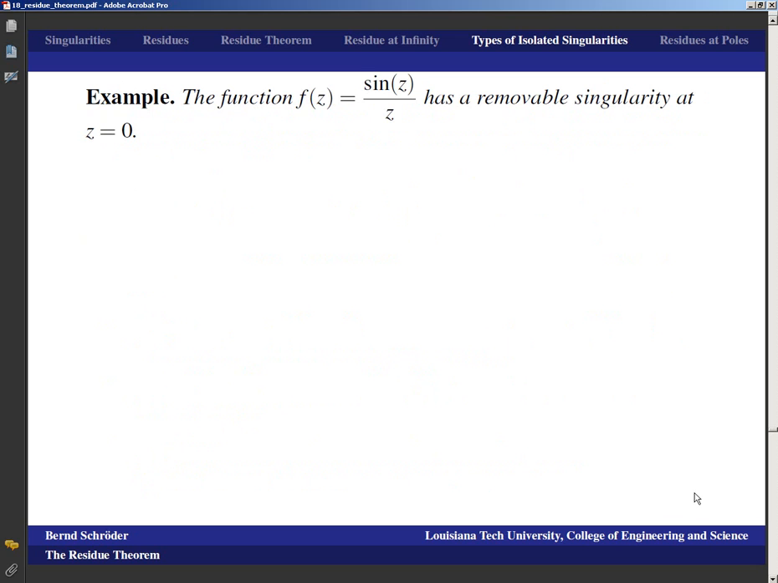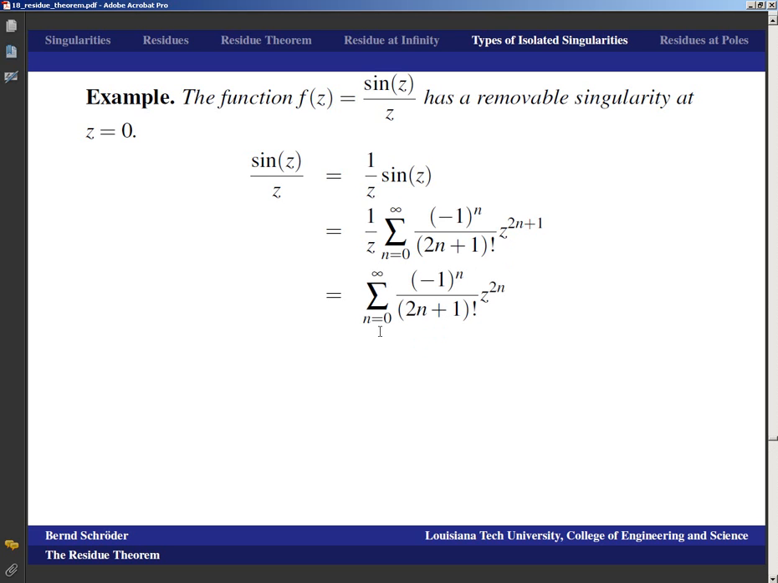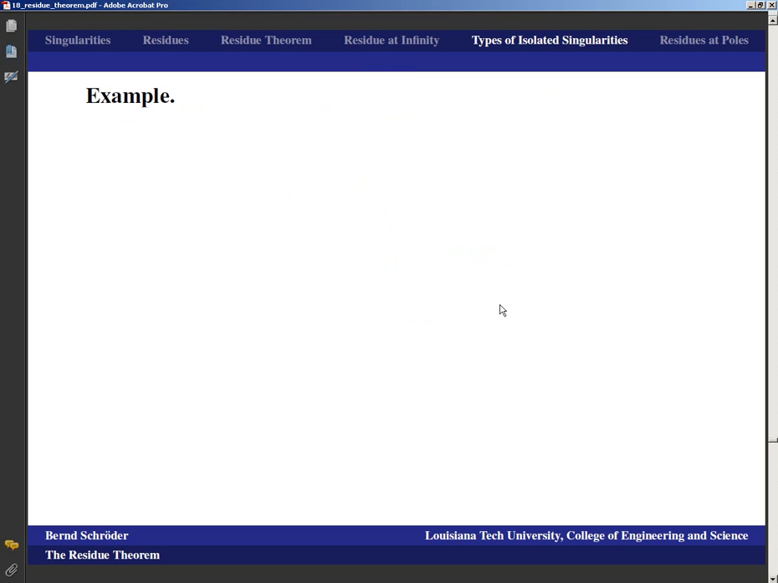So, examples. Well, sine z over z has a removable singularity at z equals 0, and that's because sine z over z is 1 over z times sine z, which is 1 over z times the power series expansion of the sine function, negative 1 to the n over 2n plus 1 factorial z to the 2n plus 1, which is the sum n equals 0 to infinity, negative 1 to the n over 2n plus 1 factorial, z to the 2n, which is a power series.